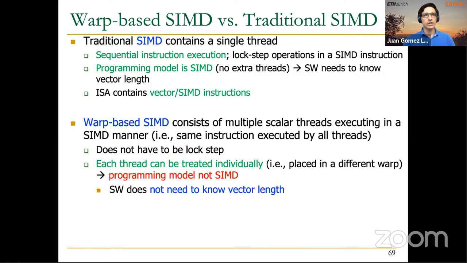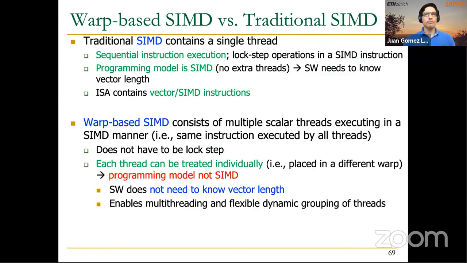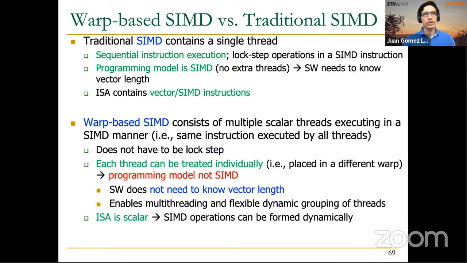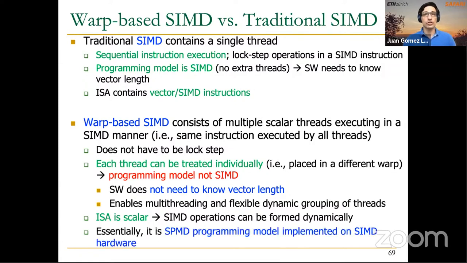The programming model is not SIMD, and we can play with the vector length in some way because we can define the length of the thread blocks, or work groups in OpenCL. This enables us to decompose these blocks into groups of threads, which are the warps, and then execute them in a multi-threaded manner. The ISA is scalar in this case; we are not using vector instructions. Essentially, we are implementing the SPMD programming model on SIMD hardware.